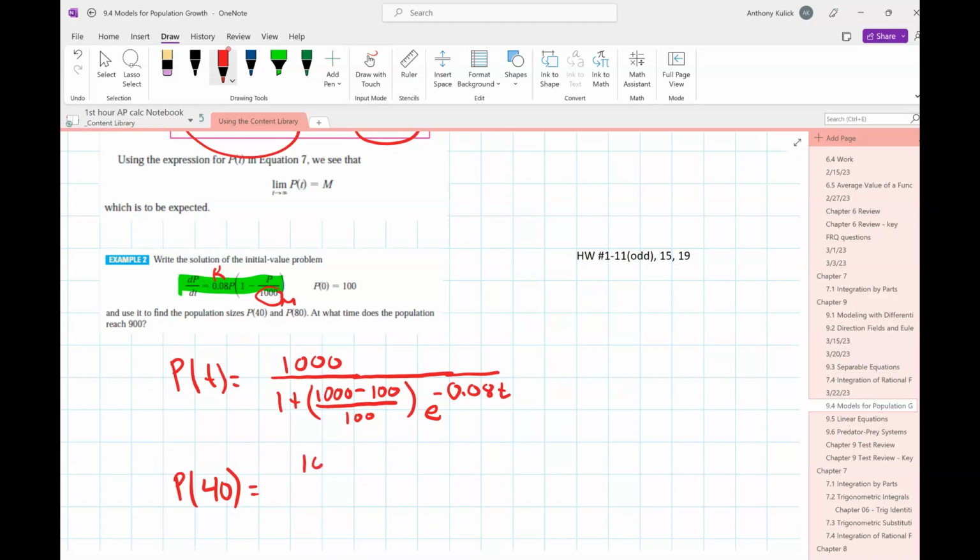So doing P of 40, all I'm doing is plugging 40 in for t. And I got the 9: 1,000 minus 100 is 900, divided by 100 is just 9. So to do that, just calculator time.